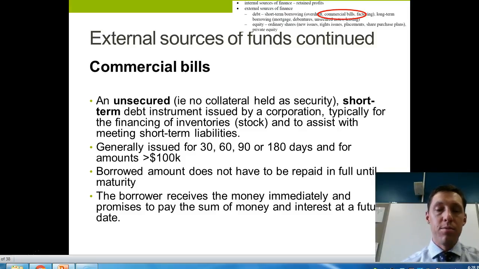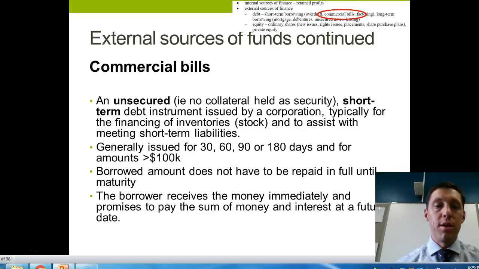Now, these commercial bills are generally issued by a corporation, so entities that specialise in these types of securities, and it's generally for the financing of stock. So if an organisation is short of stock, a retail store, for example, and they need to go and buy some stock, they may well be able to access a commercial bill, which will allow them to meet that short-term liability of buying that particular stock.